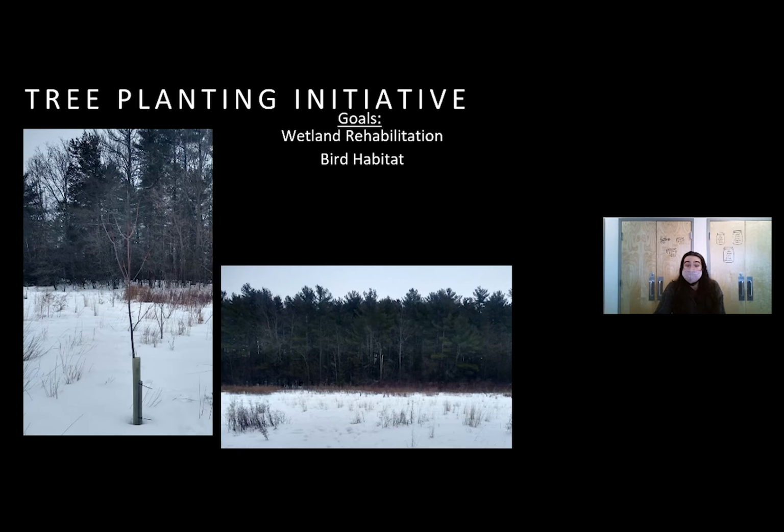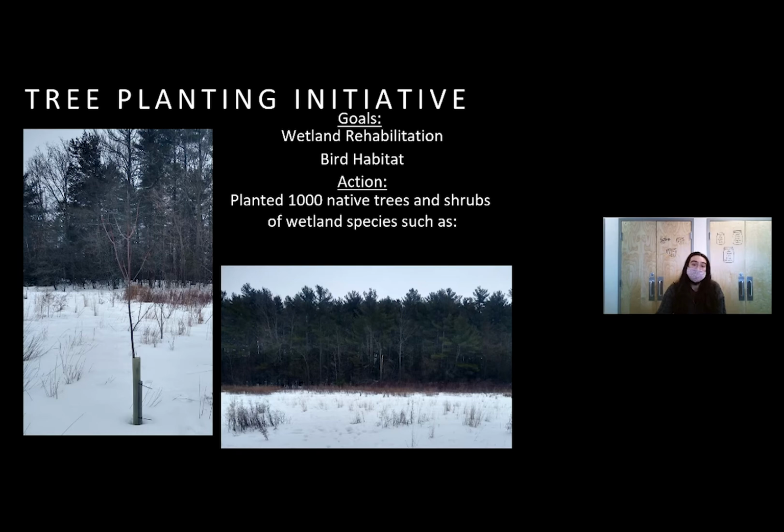Also, bird habitat, like I mentioned, really important. And then also the action that they've done is they've planted over 1,000 native trees and shrubs of wetland species. So this one on the left is red maple. There's also some black willows, some gray birch, some dogwood. So definitely get out there. Don't be weirded out by the weird looking green tubes. They are temporary. They'll come off once the tree is old enough. But it's really great that they're doing this work.